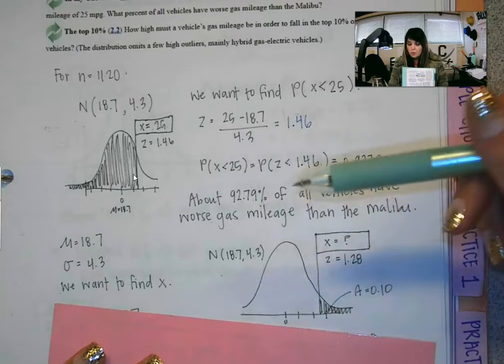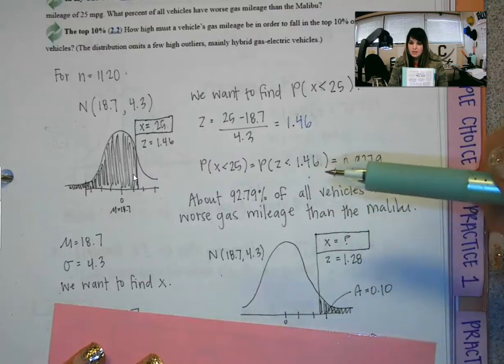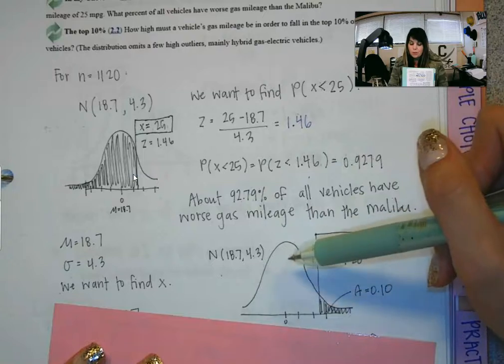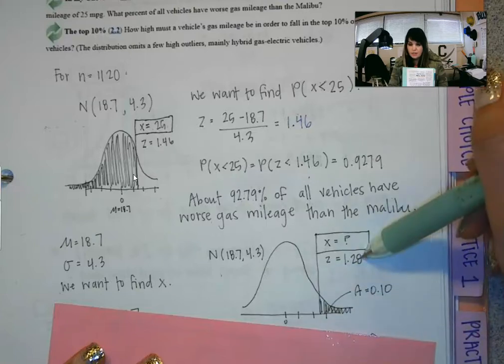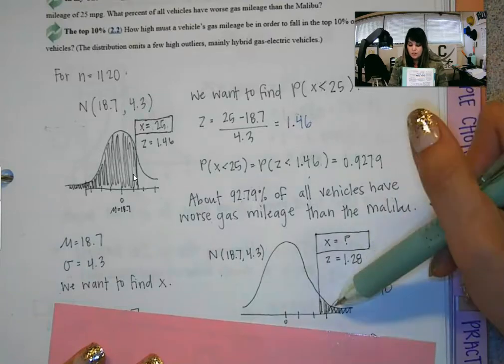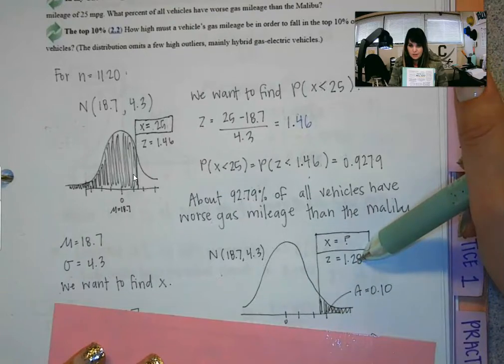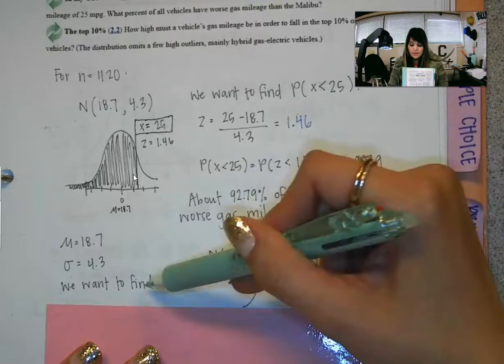But my table only gives me the area to the left. Our purple table only gives us areas to the left. So what I look up in my table is 0.90, the z-score that's closest to 0.9000. That is a z-score of 1.28. So I had to find this z-score. So I used the area that they gave me to find the matching z-score, and then I use that to find X.